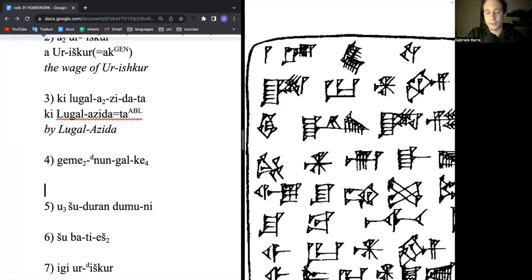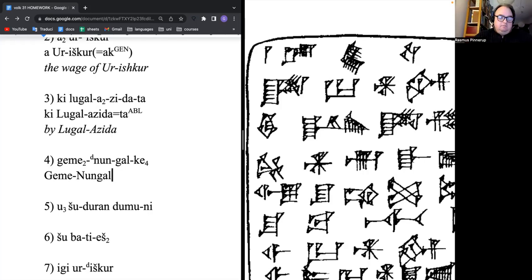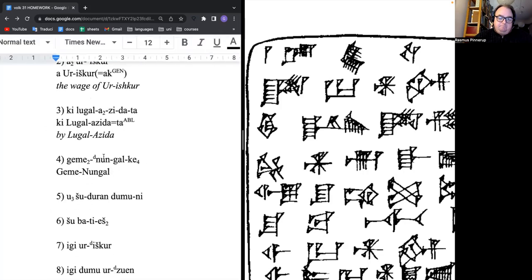What do we have here? So this also appears in Volk's list of personal names, right? But analyzing it as if it weren't, Gemetu means a female servant. Right. Nun normally means a prince or something royal or elevated, and gal means great. So I guess it could mean some servant of the great prince, but in this case it's just a name, I think. You are correct.